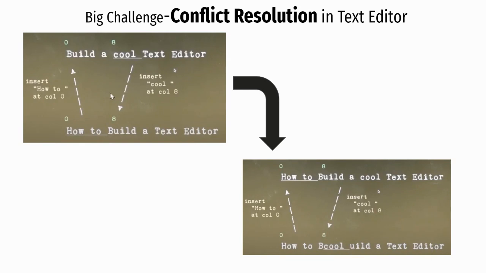For example, there's a text called "how to build a text editor." Now you are accessing the eighth position and I am also accessing the eighth position at the same time, at the same place. So if we don't have conflict resolution, we'll end up with a very messy line, like "how to be cool ill the text editor," which is just a messy line.